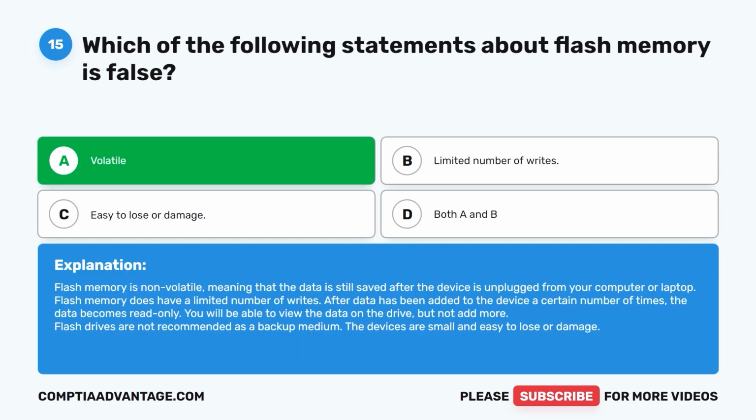Volatile. Flash memory is non-volatile, meaning that the data is still saved after the device is unplugged from your computer or laptop. Flash memory does have a limited number of writes. After data has been added to the device a certain number of times, the data becomes read-only. You will be able to view the data on the drive, but not add more. Flash drives are not recommended as a backup medium. The devices are small and easy to lose or damage.